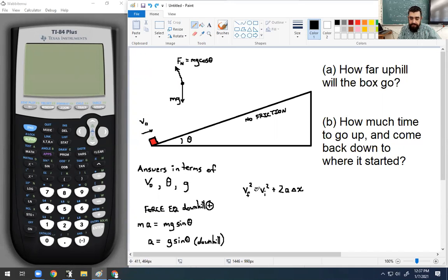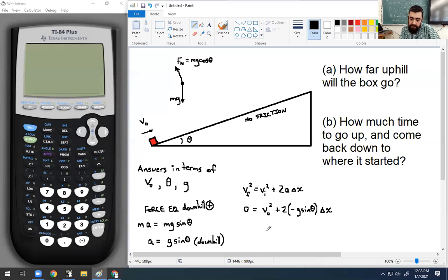Okay, so let's plug in what we know. We know that when it's not moving anymore, when it's gotten to its highest point, the velocity will be 0. And the v initial is called v0, and that quantity is squared. And then we have 2 times a, and a we just figured out, which is downhill. Now, if we put in v0 squared, that's positive v0 squared. So really, if we say it like this, we're making uphill positive. So now I need to write negative g sine theta in here.